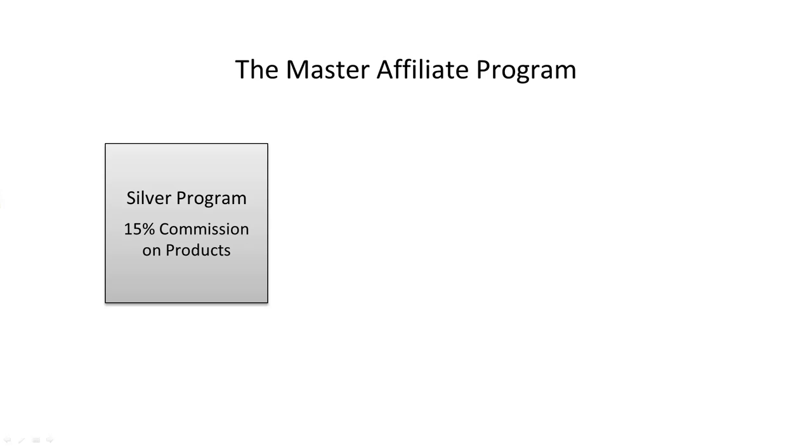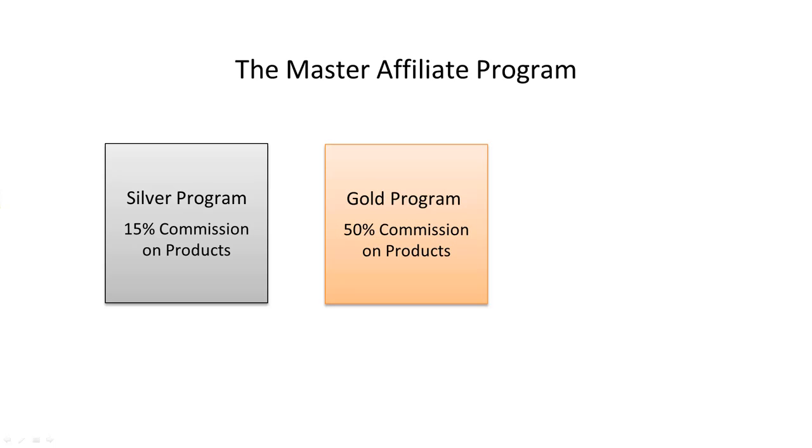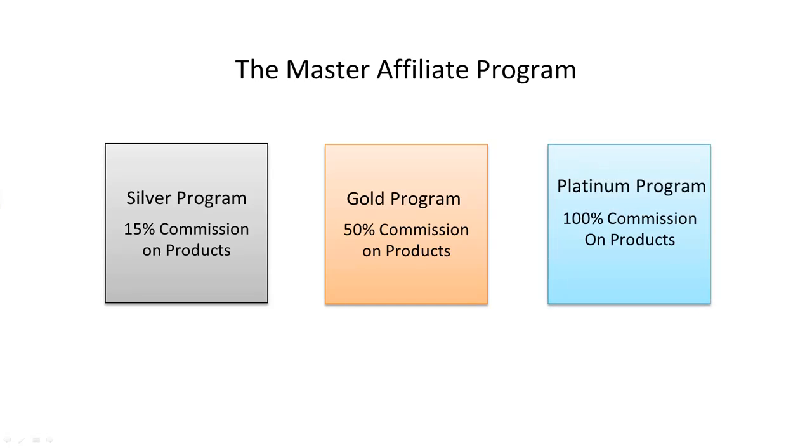So there's things we can do, but this just gets you started. But I also want to go and create what's called a Gold program. With my Gold program, I'm going to let them have 50% commission on all my products. And then, of course, we have our high-ticket Platinum program, and this is where they're going to receive 100% commission on all of our products.